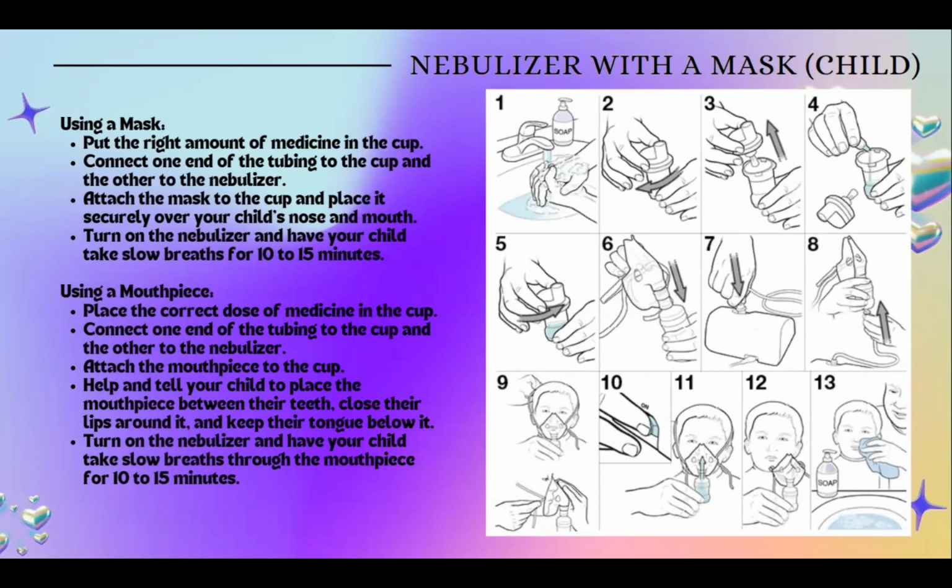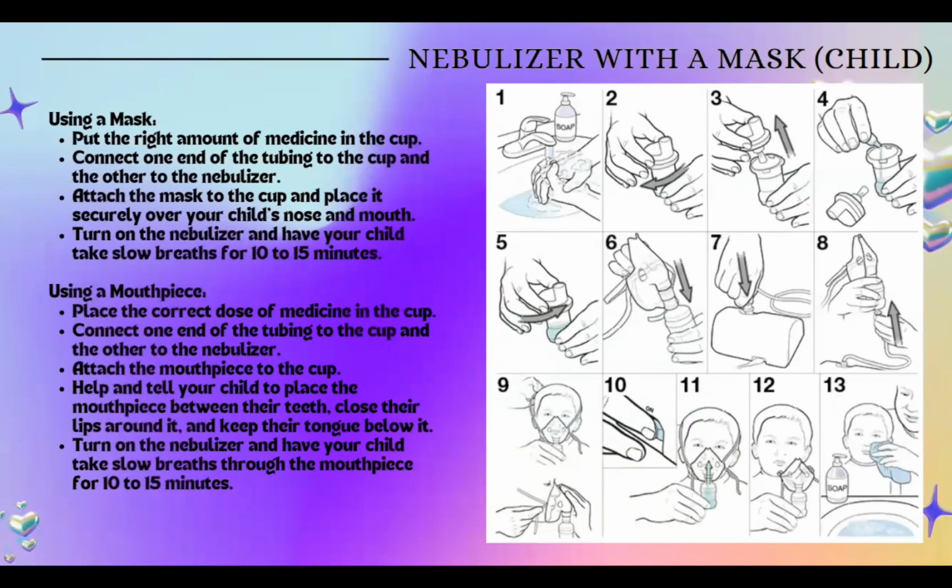Whereas in using the mouthpiece, place the correct dose of medicine in the cup, connect one end to the tubing and the other to the nebulizer. Attach the mouthpiece to the cup, and then help and tell your child to place the mouthpiece between their teeth, close their lips around it, and keep their tongue below it. Turn on the nebulizer and have your child take slow breaths through the mouthpiece for 10 to 15 minutes.